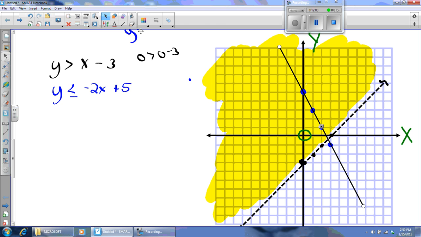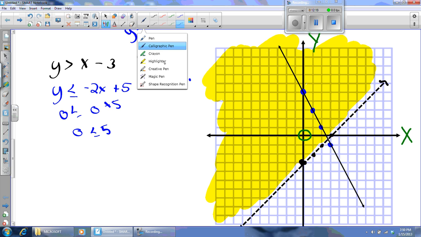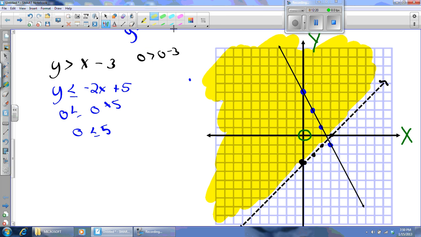And I'm going to use the test point 0, 0. Plug 0 in for y. I'll plug 0 in for x. And I get plus 5. So 0 is less than or equal to 5, which is true. So I will shade below the line because that's toward the origin. So I'm going to shade down here.